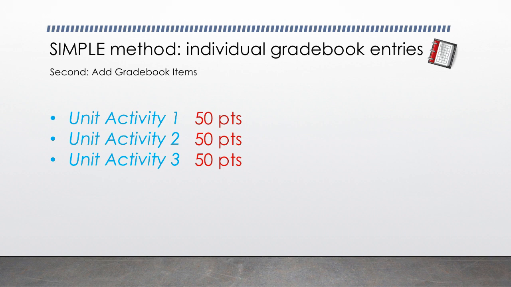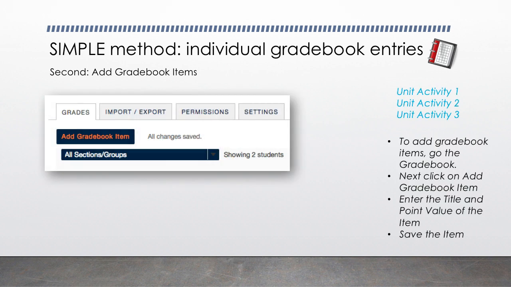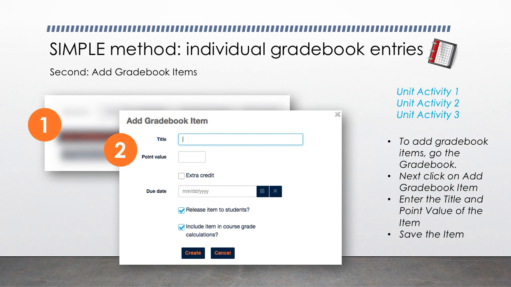Each of these items is valued at 50 points, or 50 points out of the total 1,000 possible in the course. To add each of these entries, in Gradebook, under the Grades tab, I'll click Add Gradebook Item. In the Add Gradebook Item window, I'll add the title and point value. I can set the date here if I want.